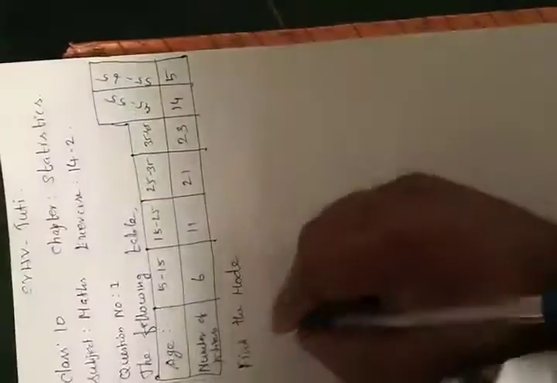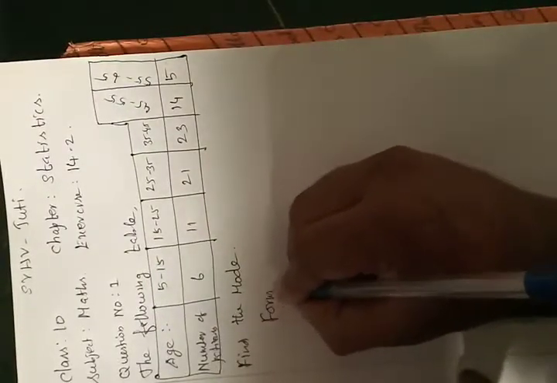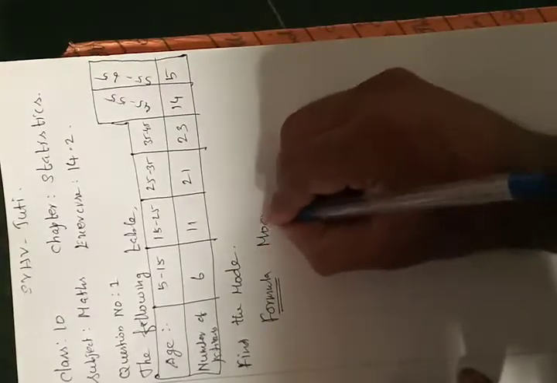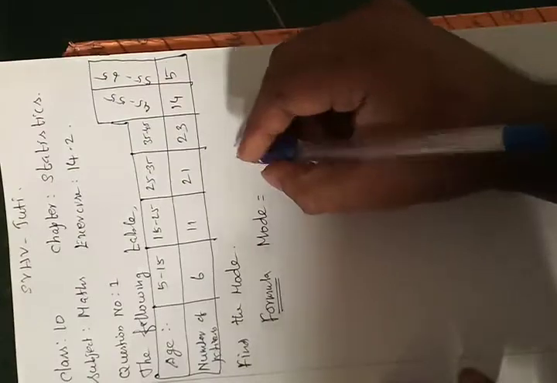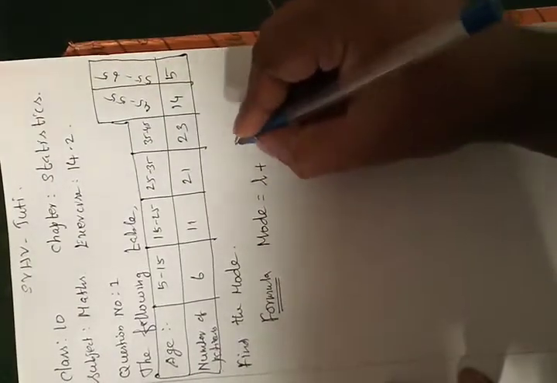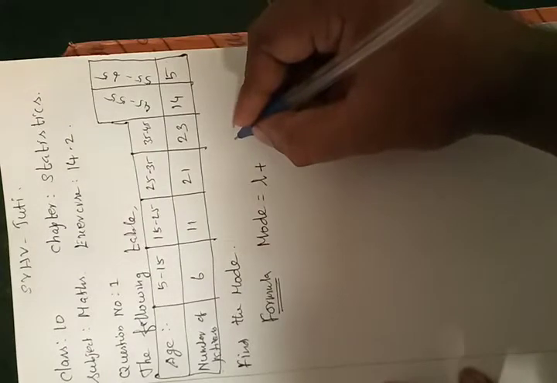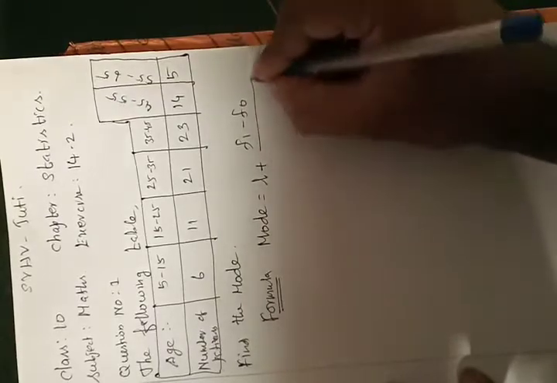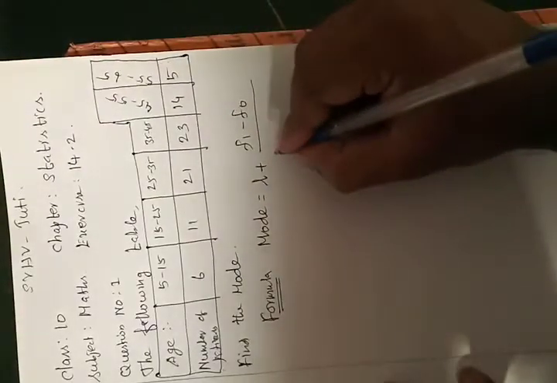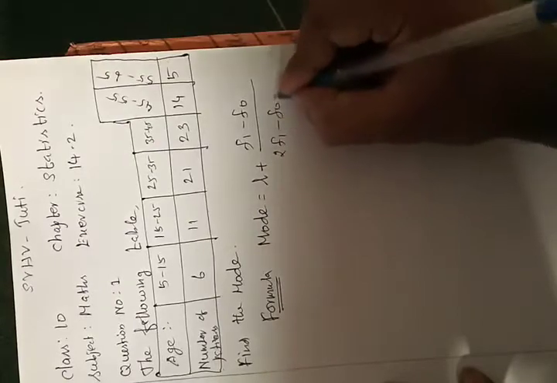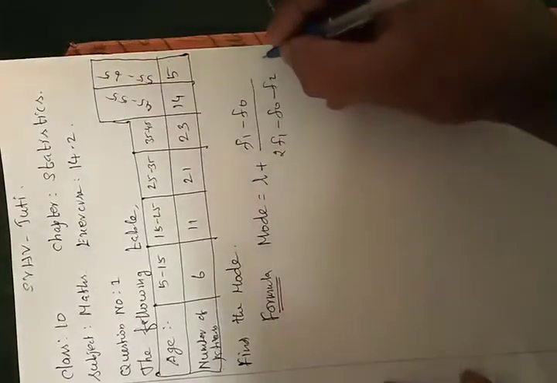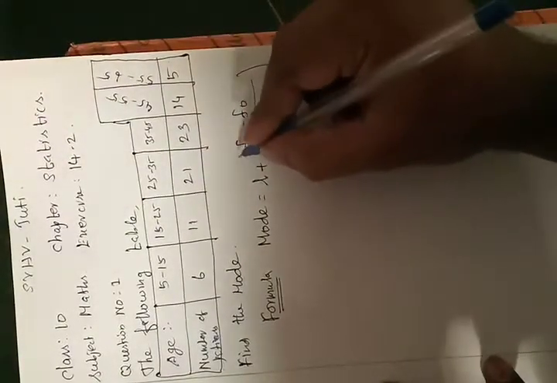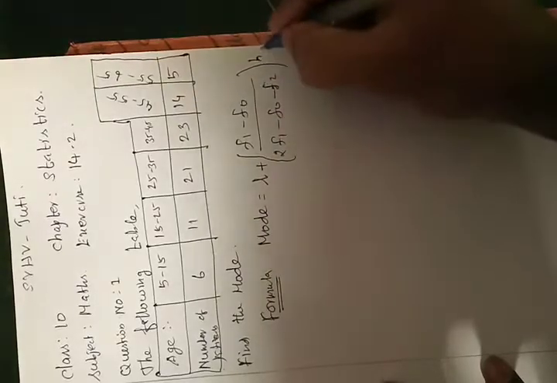Now how to find the mode, let us see. The formula of mode is equal to L plus f1 minus f naught divided by 2 into f1 minus f naught minus f2, into h.